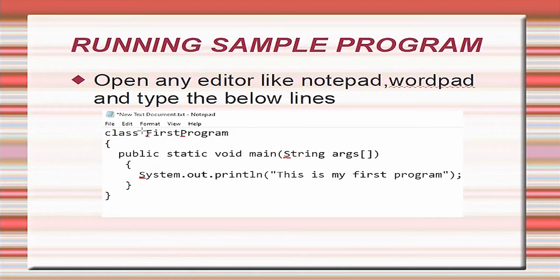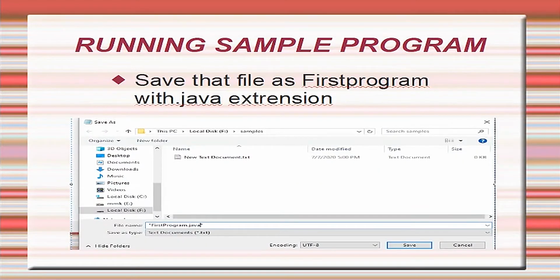Whatever the class name you have given here, that should be the file name. So here our file name is firstprogram.java. All the Java programs will end with a .java extension. We have to save the file. Wherever you want, you can save the file. And I'm saving in the F drive samples folder. In the samples folder which is located in the F drive, I'm saving this firstprogram.java.